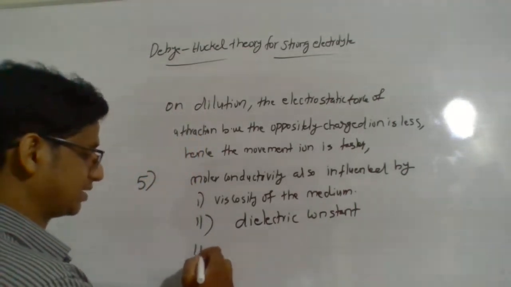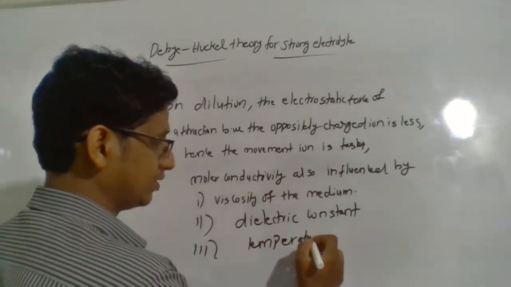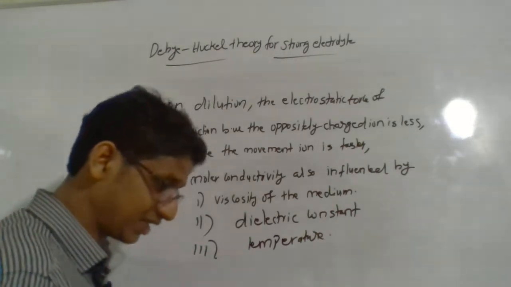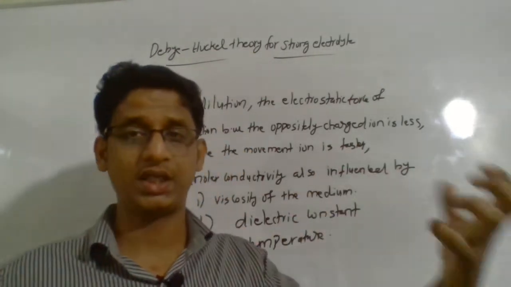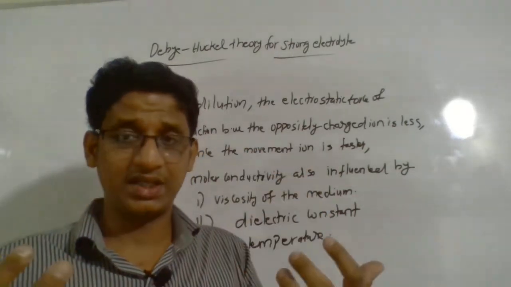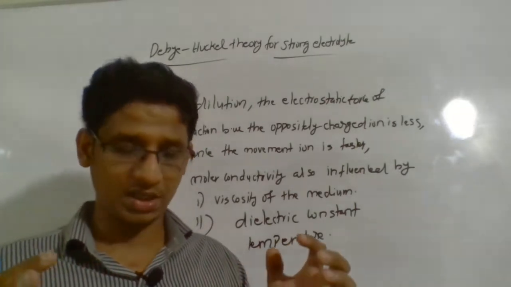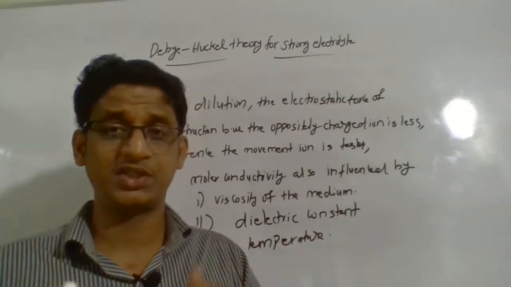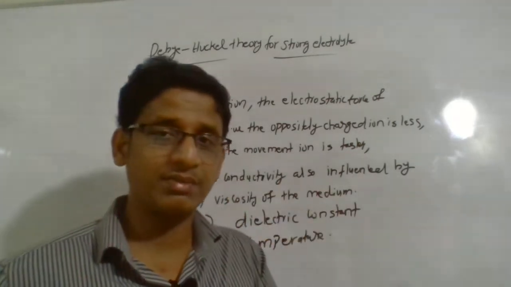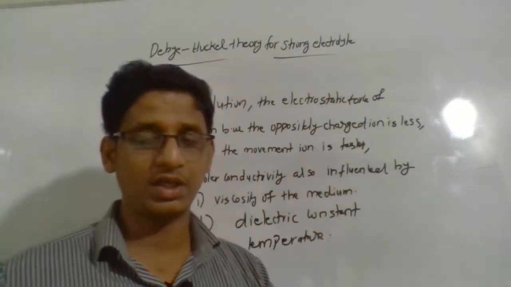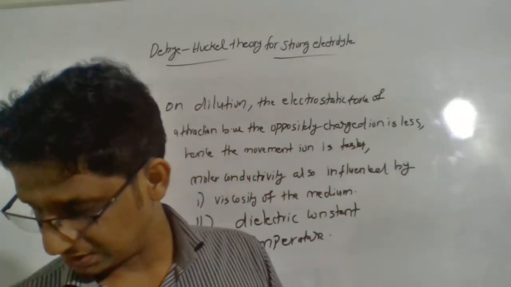Next is temperature. Temperature also plays a key role, because when temperature increases, ions have more energy to move, so ionic mobility will be higher. It also helps to break the electrostatic force of attraction between the oppositely charged ions. So the higher the temperature, the easier the movement of ions, the higher the ionic mobility, and the higher the molar conductivity.